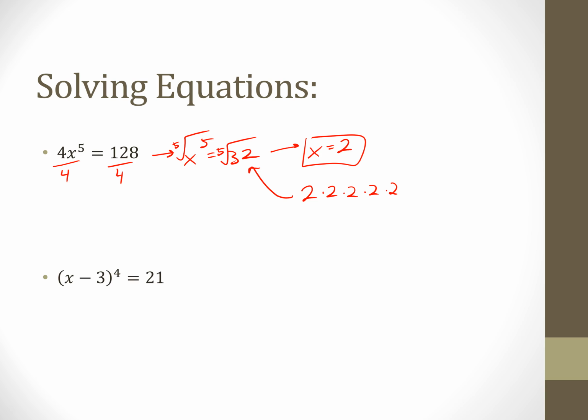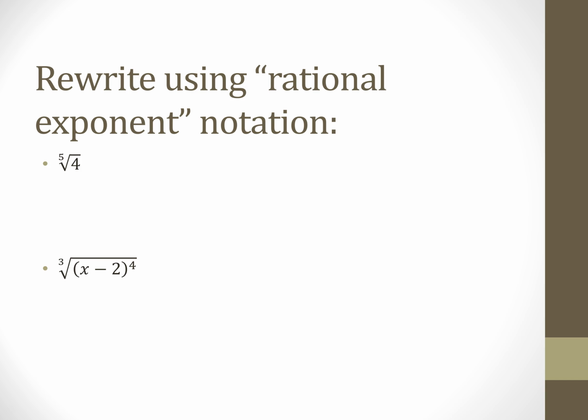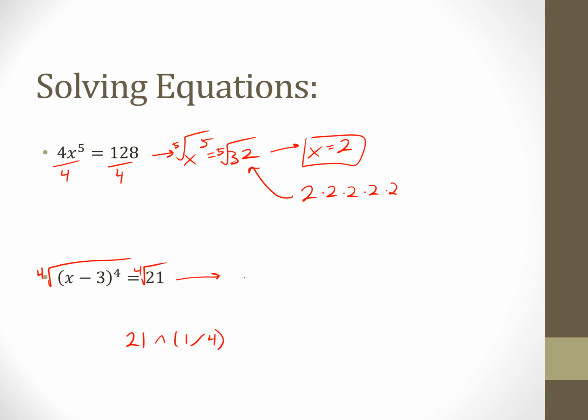Next, to cancel that power of 4, I should probably take the 4th root. Now, I don't know what the 4th root of 21 is, but even though I don't know what the 4th root of 21 is, this is something I can plug into my calculator. Actually, in my calculator, I did 21 to the 1/4, because we know that 21 to the 1/4 is the same as the 4th root of 21. And I got that x minus 3 is equal to 2.14.